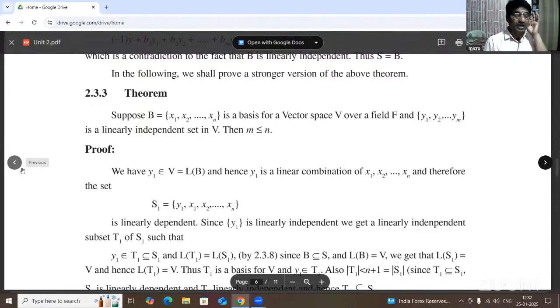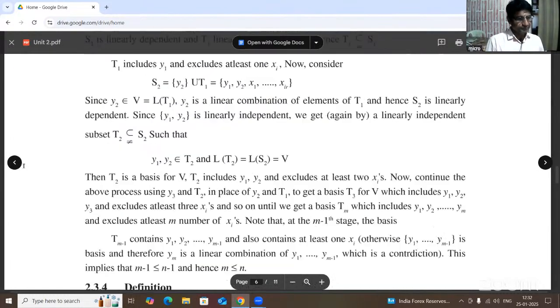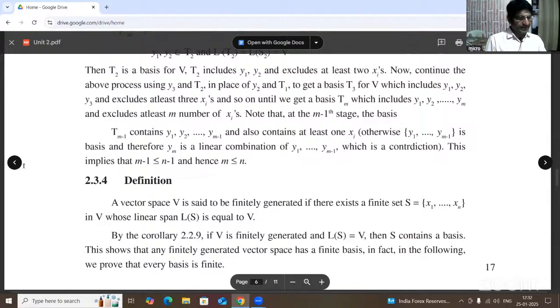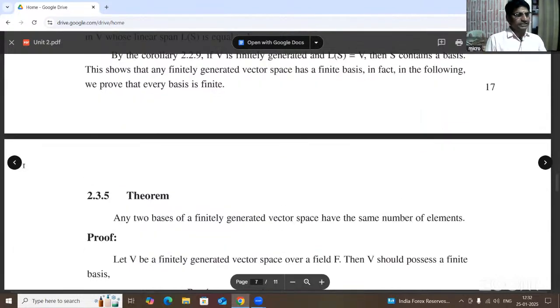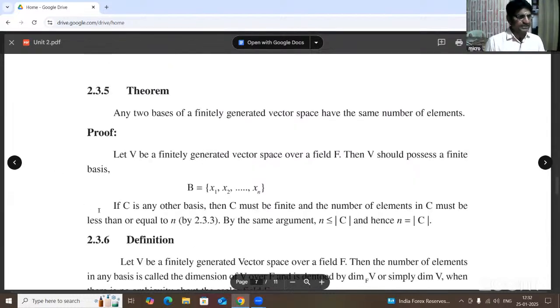2.3.3. This is also one of the important theorems, completely based on the basis of a vector space. Next, another one, 2.3.5. This is also a very simple concept. Any two bases of a finitely generated vector space have the same number of elements. Finitely generated means the vector space is generated by a finite number of elements. So that is called a finitely generated vector space.